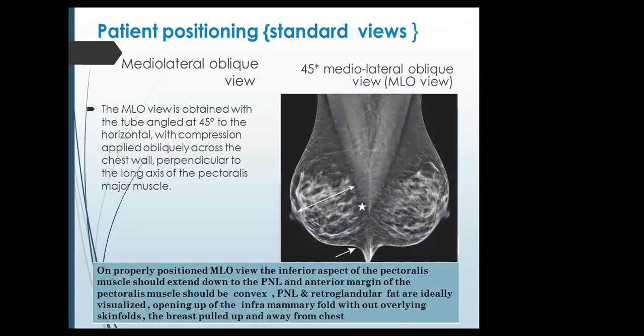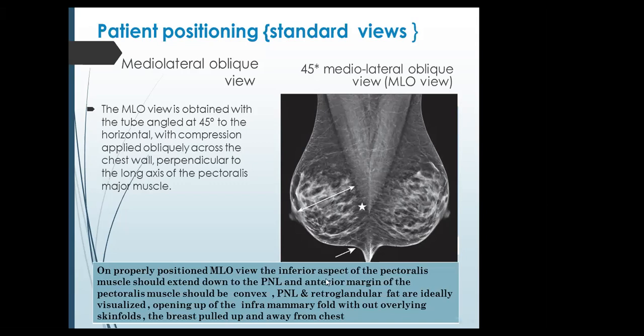On a properly positioned mediolateral oblique view, the inferior aspect of the pectoralis muscle should extend down to the pectoral nipple line. This is the pectoral nipple line, and this is the inferior aspect of the pectoralis muscle. The anterior margin of the pectoralis muscle should be convex. The pectoral nipple line and retroglandular fat are ideally visualized, with opening up of the inframammary fold without overlying skin fold, the breast folding up and away from the chest.